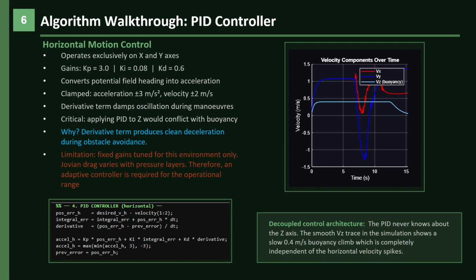So for my PID controller, it operates exclusively in the X and Y axes, and it takes the desired heading from the potential field. It computes the velocity error and outputs the horizontal acceleration. To do this, it uses gains. The first gain, the proportional, I have at 3. The integral I have at 0.08, and the derivative I have at 0.6.